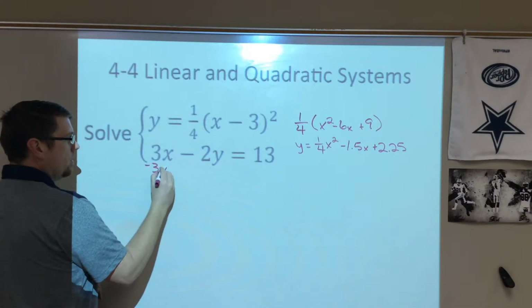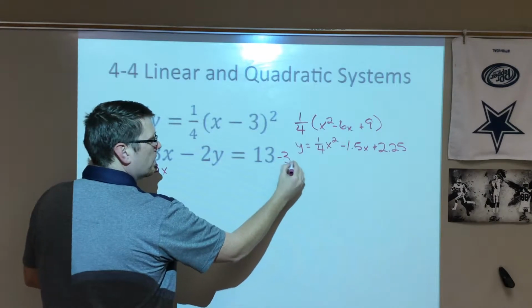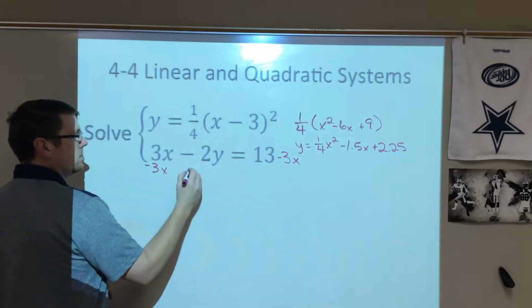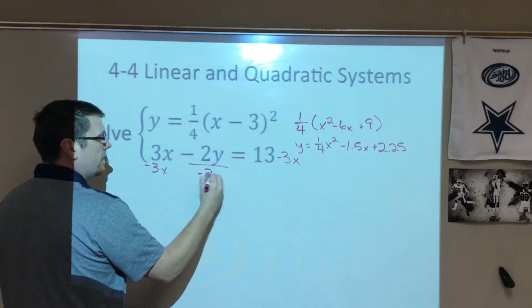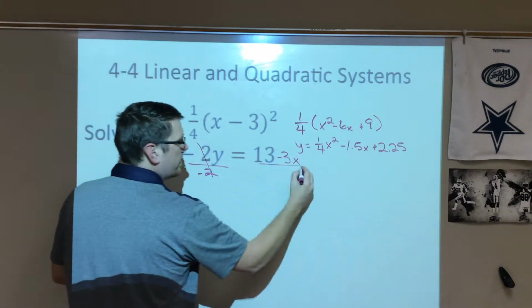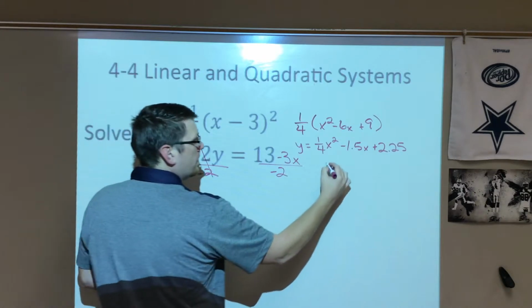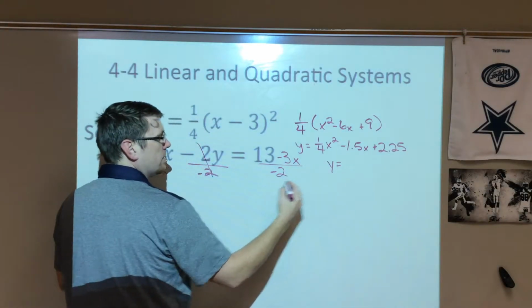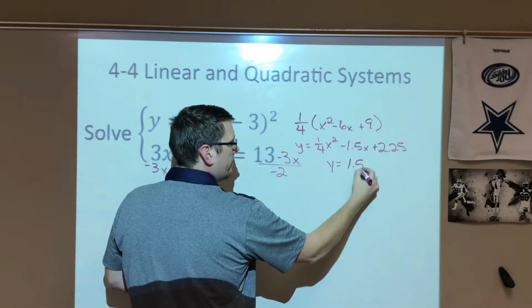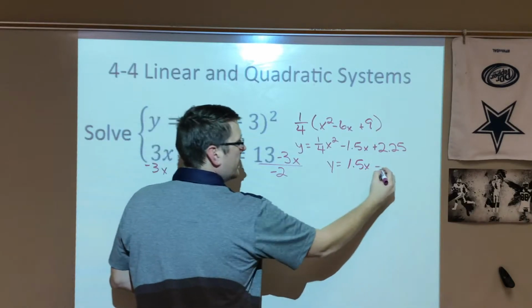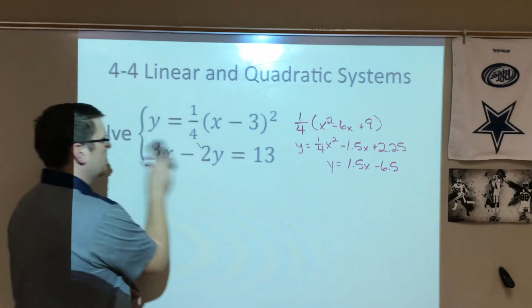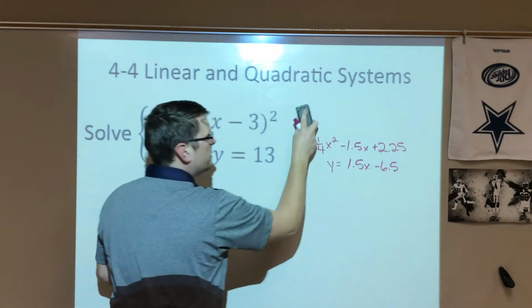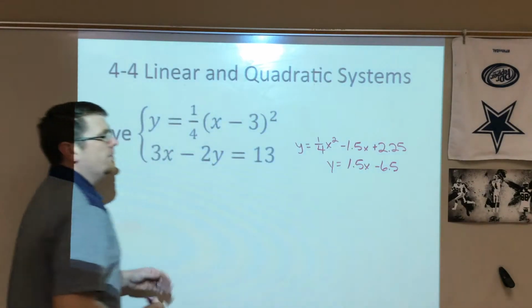And on this one, in order to get y by itself, we'll subtract that 3x over there and then divide everything by -2. And we'll get y equals 1.5x minus 6.5. So these are the two equations that I'm going to use.